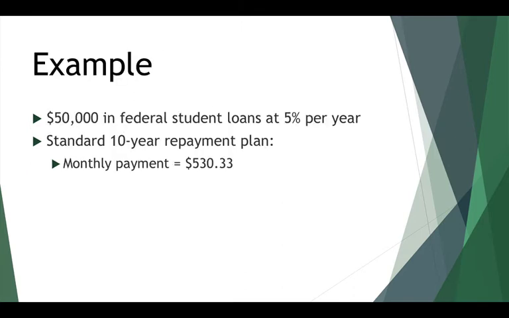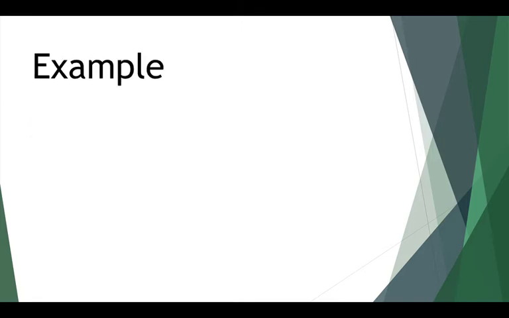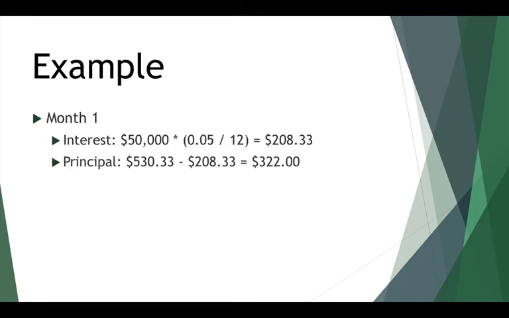So here's an example. You've got $50,000 in federal student loans and are paying 5% interest per year. At 5% interest, under the standard 10-year repayment plan, your monthly payment is going to be $530.33. So in month one, we're going to take $50,000, multiply it by 5%, divide by 12. That's the amount of interest that you'd pay in month one, $208.33. You've got a monthly payment of $530.33, and if $208.33 of that is going towards interest, $322 is left over to pay down the principal balance of your loans.